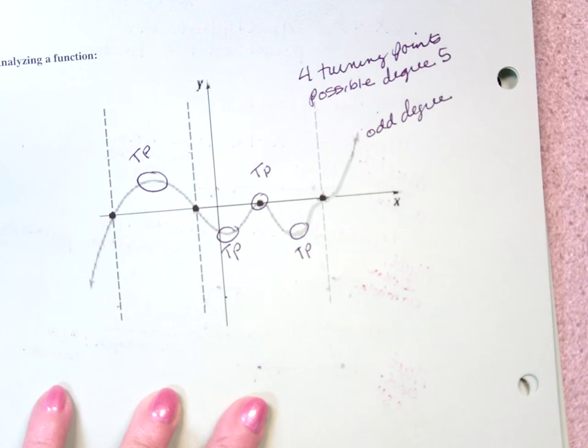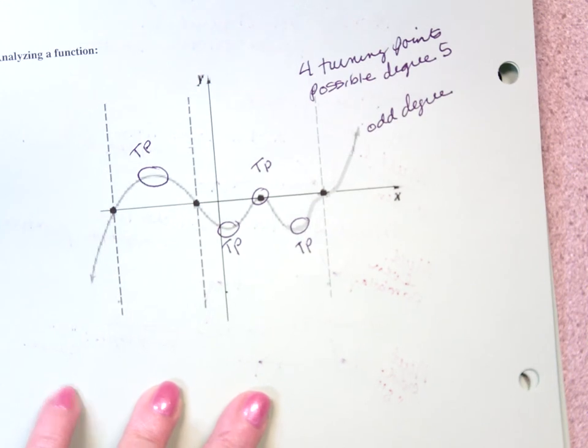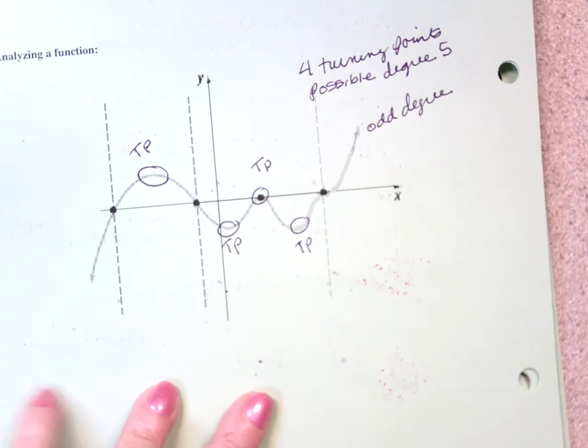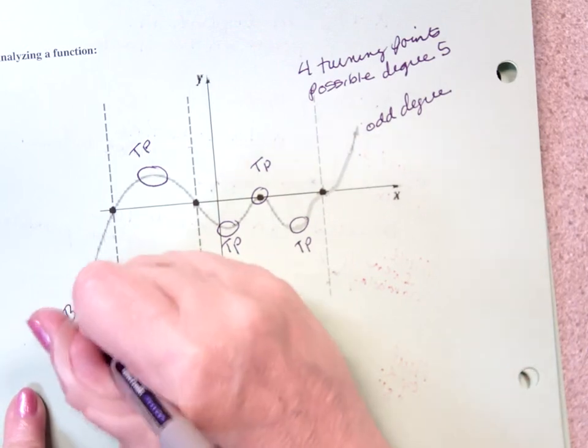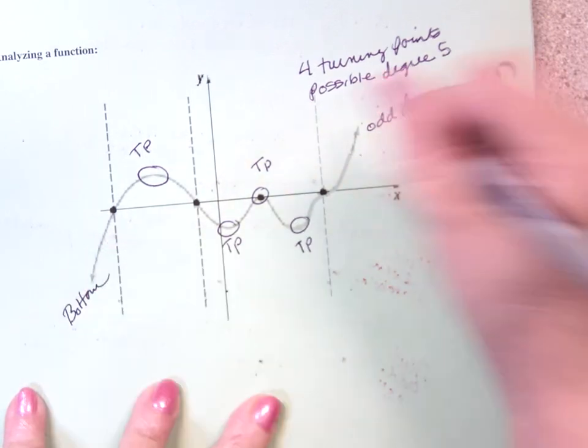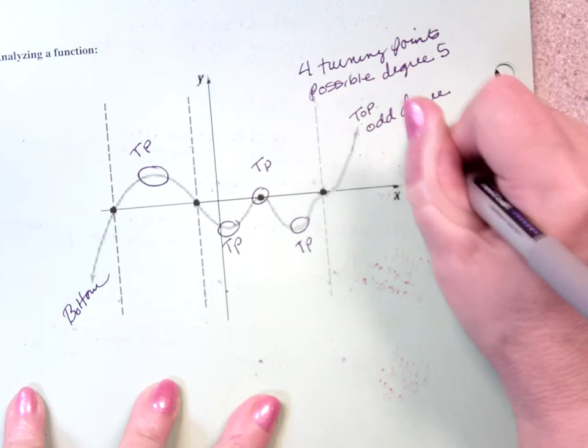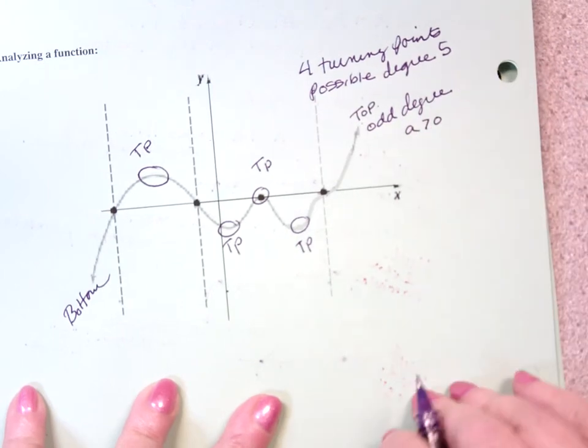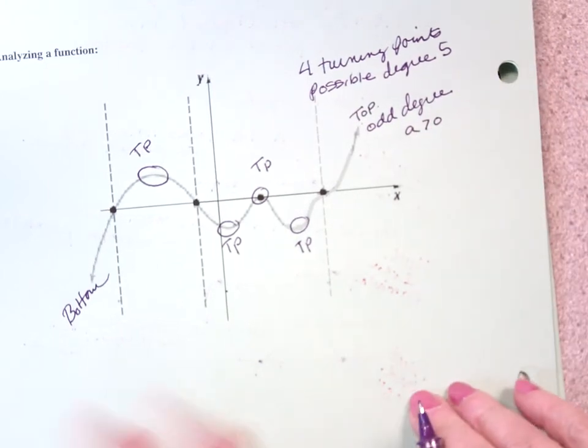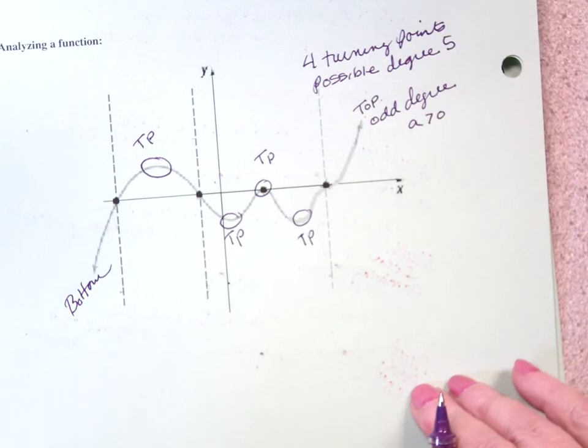Is the leading coefficient positive or negative? It's positive. Why? Yeah, it's bottom to top. So a has to be positive. I don't even know what the function is, and I can tell you a lot about it.